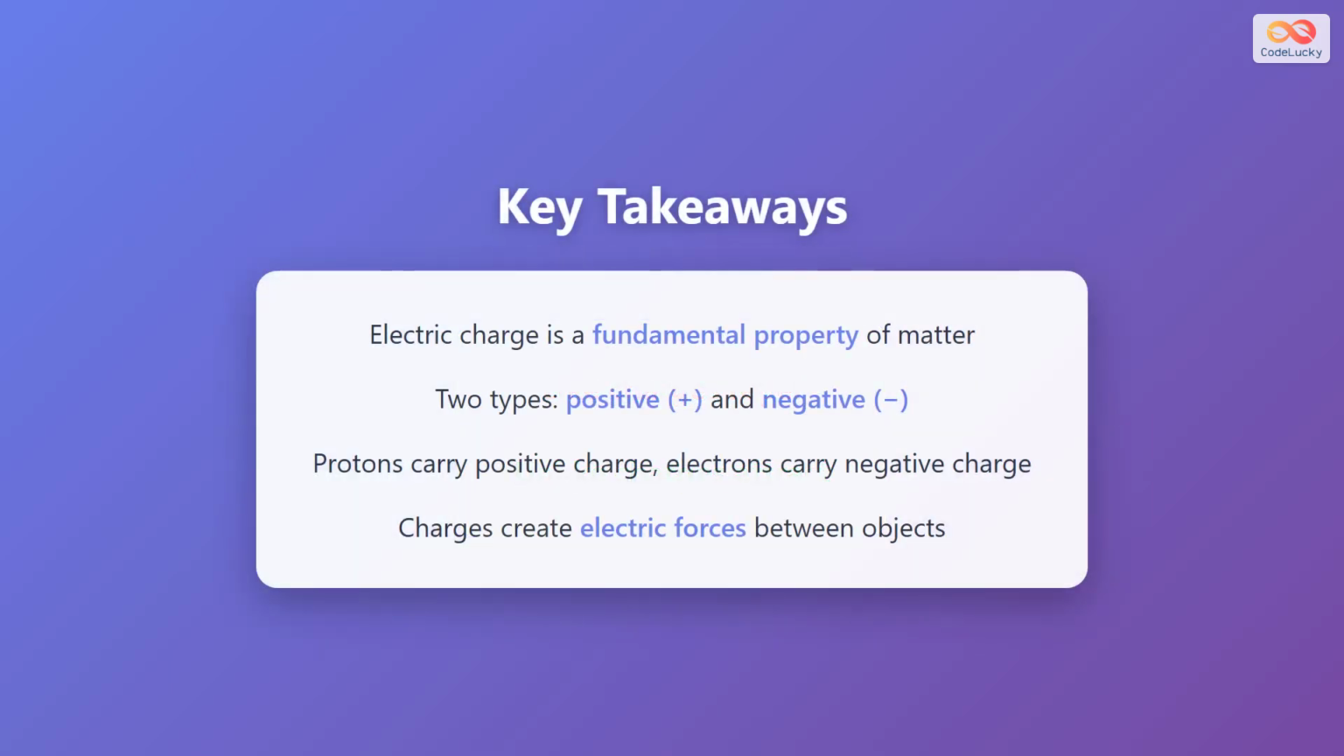Let's summarize what we've learned. Electric charge is a fundamental property of matter that cannot be separated from certain particles. There are two types of charge: positive charge, carried by protons, and negative charge, carried by electrons. When objects have an imbalance of protons and electrons, they become electrically charged. These charges create electric forces between objects, with like charges repelling and unlike charges attracting. Understanding electric charge is the first step in mastering the principles of electricity and magnetism.